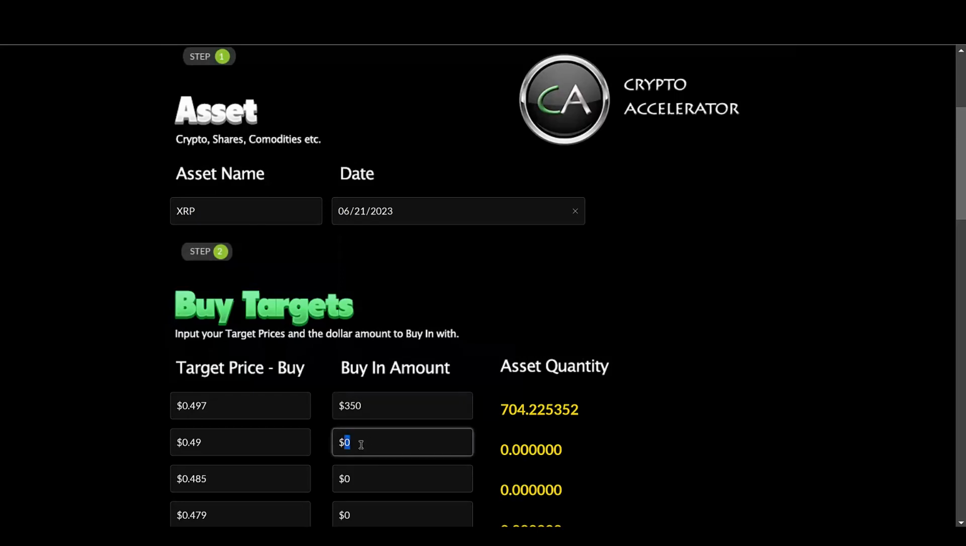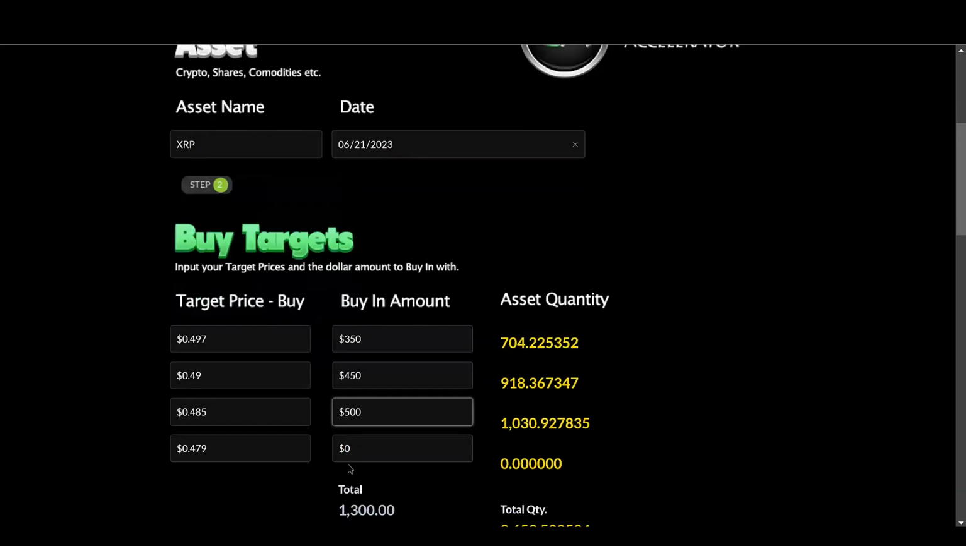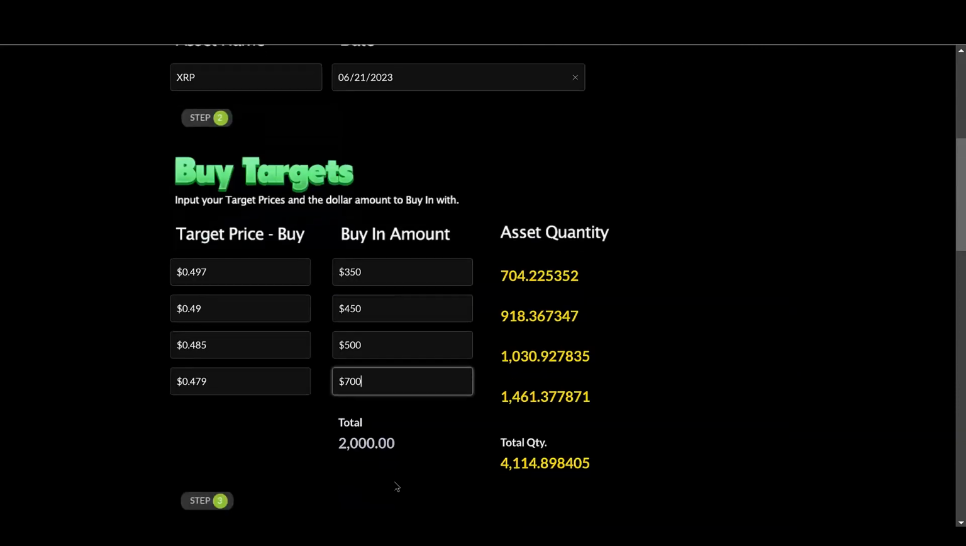Then let's put in, say, 450. Then the price is getting lower, so we're getting more excited. Let's put in, say, 500. And then lastly, let's put in our last bit of 700 bucks. So there's our 2,000 invested. Tells us that we've now got 4,100 XRP. Again, these are prices based on where we are right now in the market.